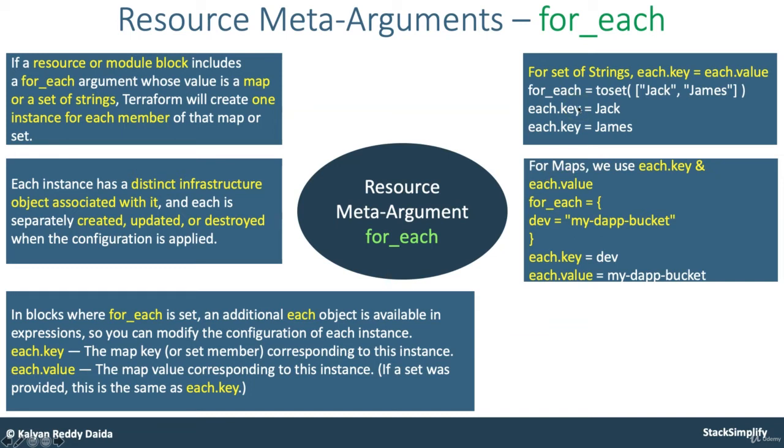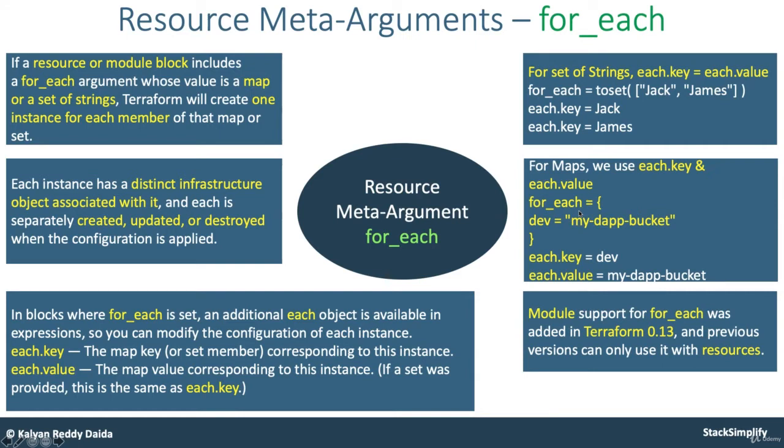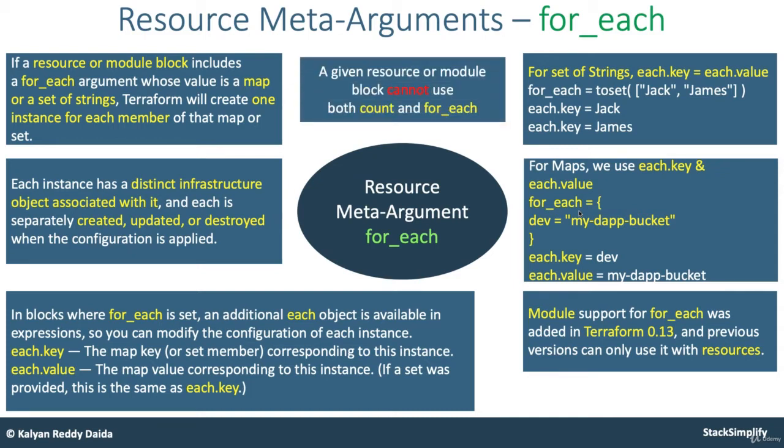This is a very important point here. For a set of strings, each.key is equal to each.value. There is no difference, the same Jack will be the same for each.key and each.value. But for maps, each.key will be the left side one, the key, and each.value will be the right side one. Module support for for_each is included from Terraform 0.13 onwards. And finally, same statement as count, a given resource or a module block cannot use both count and for_each.